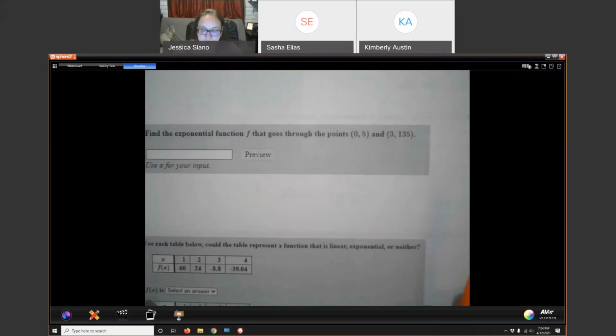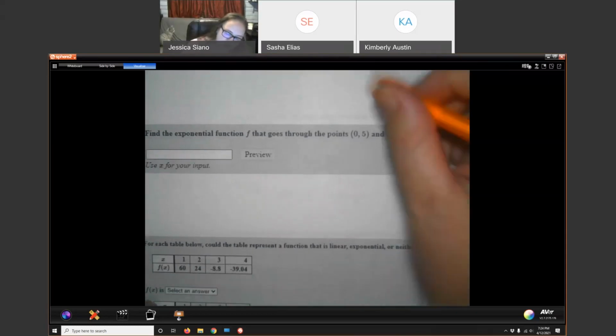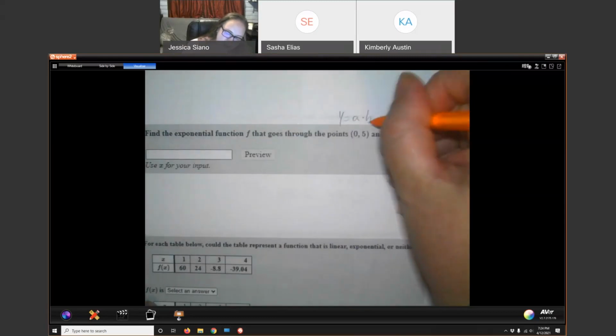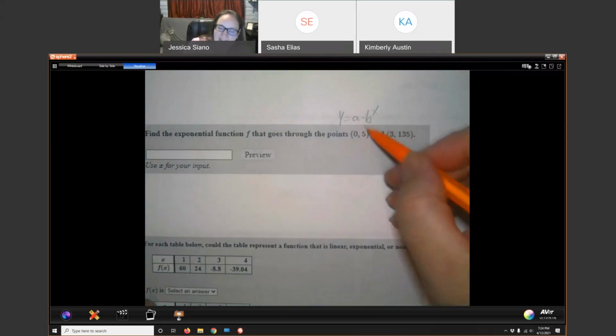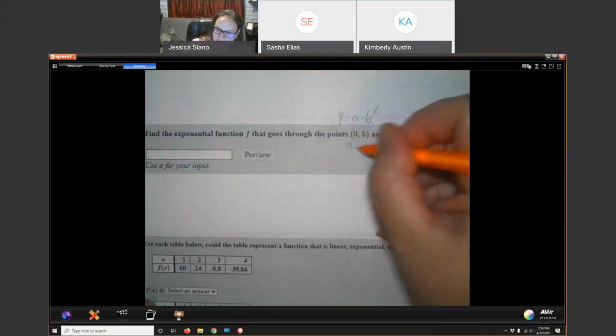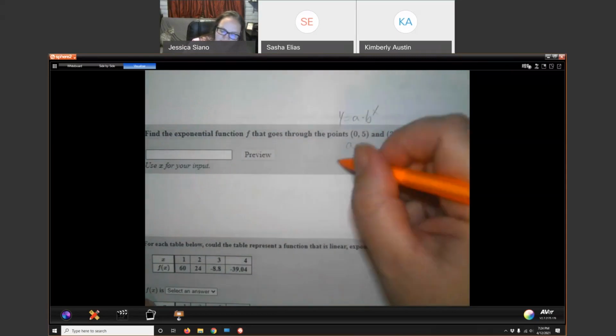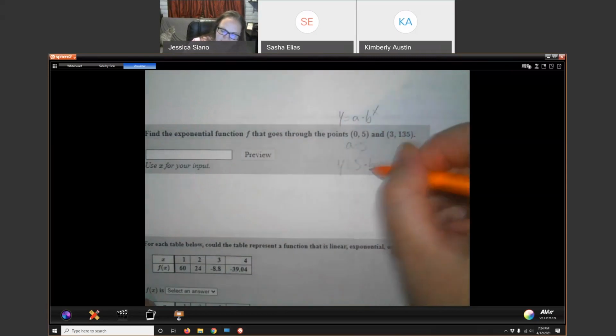So here, remember that the basic equation of an exponential function is y equals a times b to the x. And that a value is always my y-intercept. So if they give you the y-intercept, then they give you a. So here I know that a is 5. So what I have now is y equals 5 times b to the x.